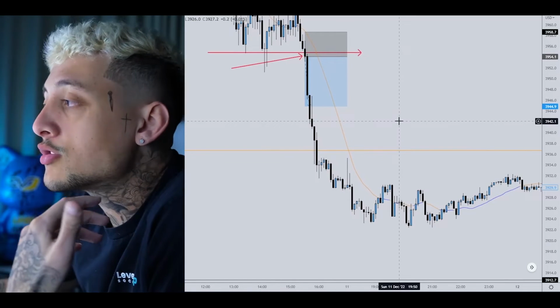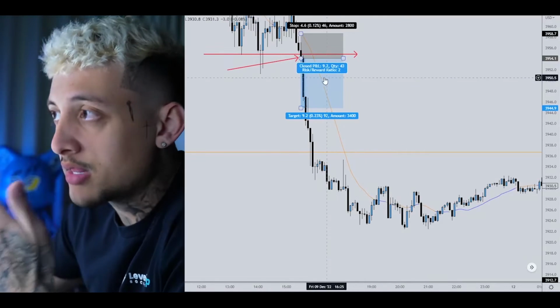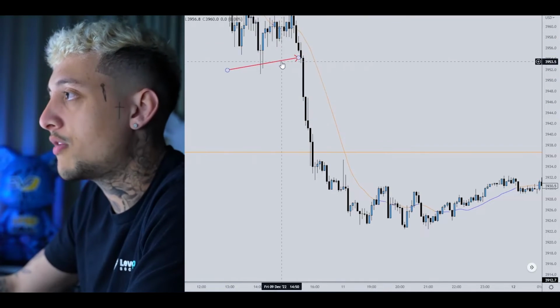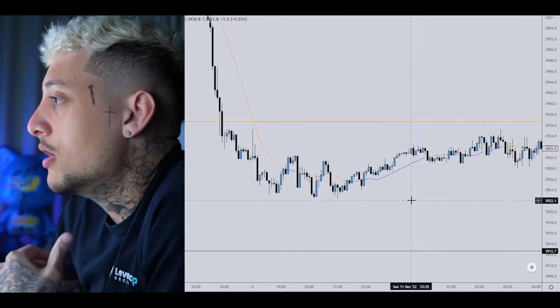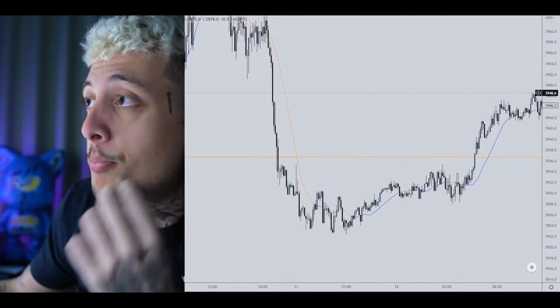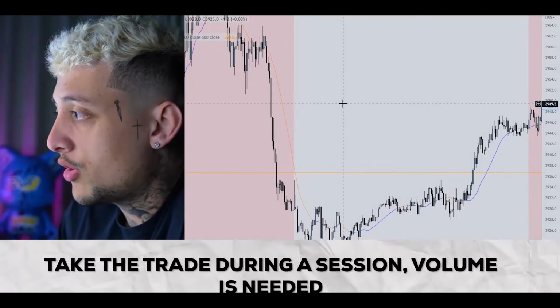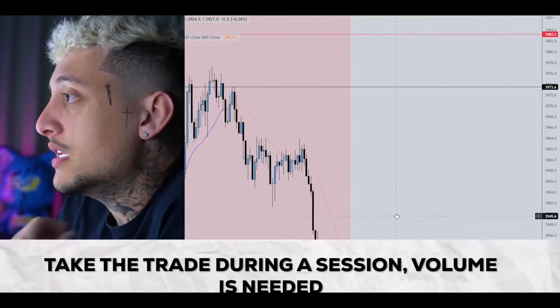You can also do this with different support trades, but ultimately you would want to base it off of market structure and trade this system solely based off of market structure. More importantly though, you have to be in session. There needs to be volume for you to be able to take these types of trades.